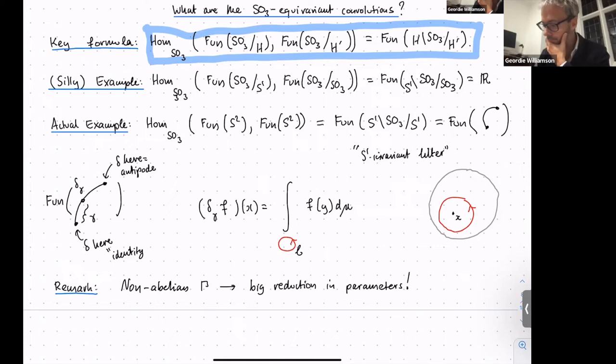Here's an example. SO3 mod S1 is S2. So SO3 acts on S2 and the stabilizer is S1. And SO3 mod SO3 is a point. Before, I told you that the only equivariant maps between functions on the two-sphere and R are the integral over S2. And this pops out of our formula because SO3 mod SO3 is already a point.